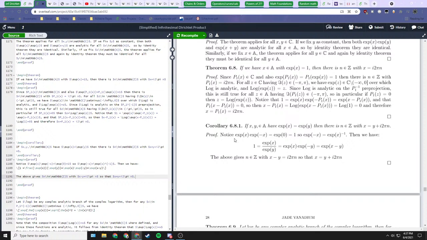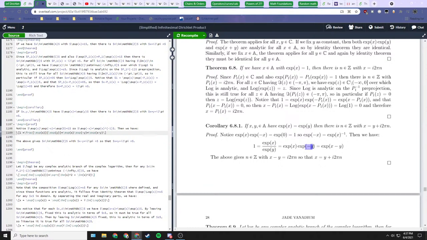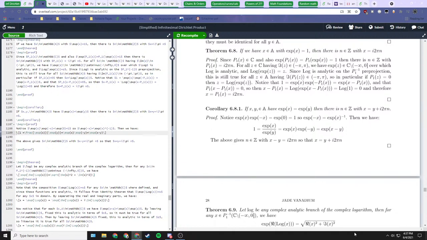And then from this corollary, we just use this property. Well, if exp x and exp y are the same, then we can divide them to get 1. But then this denominator just turns into exp of negative y. We use the product rule for exponents to get exp of x minus y. Well, if exp of this thing equals 1, then the above gives us some integer n with x minus y an integer multiple of i2 pi. But then we just solve for x. x is y plus i2 pi n.